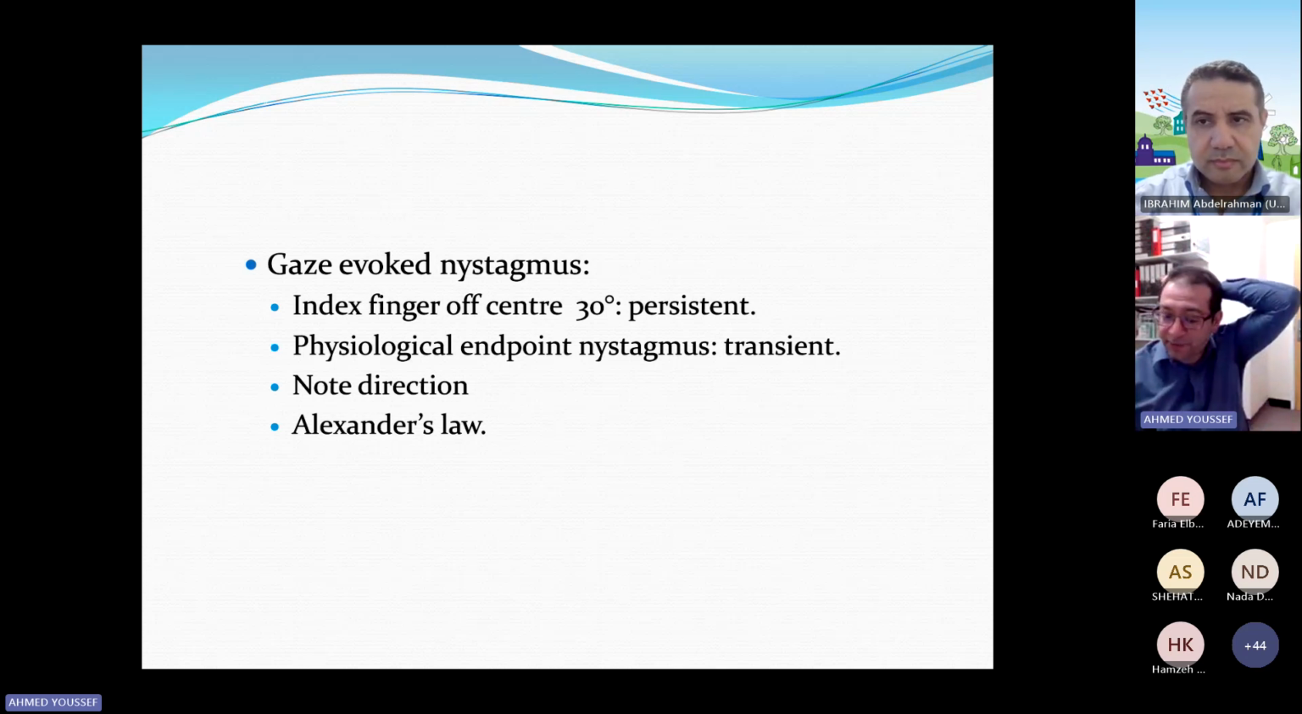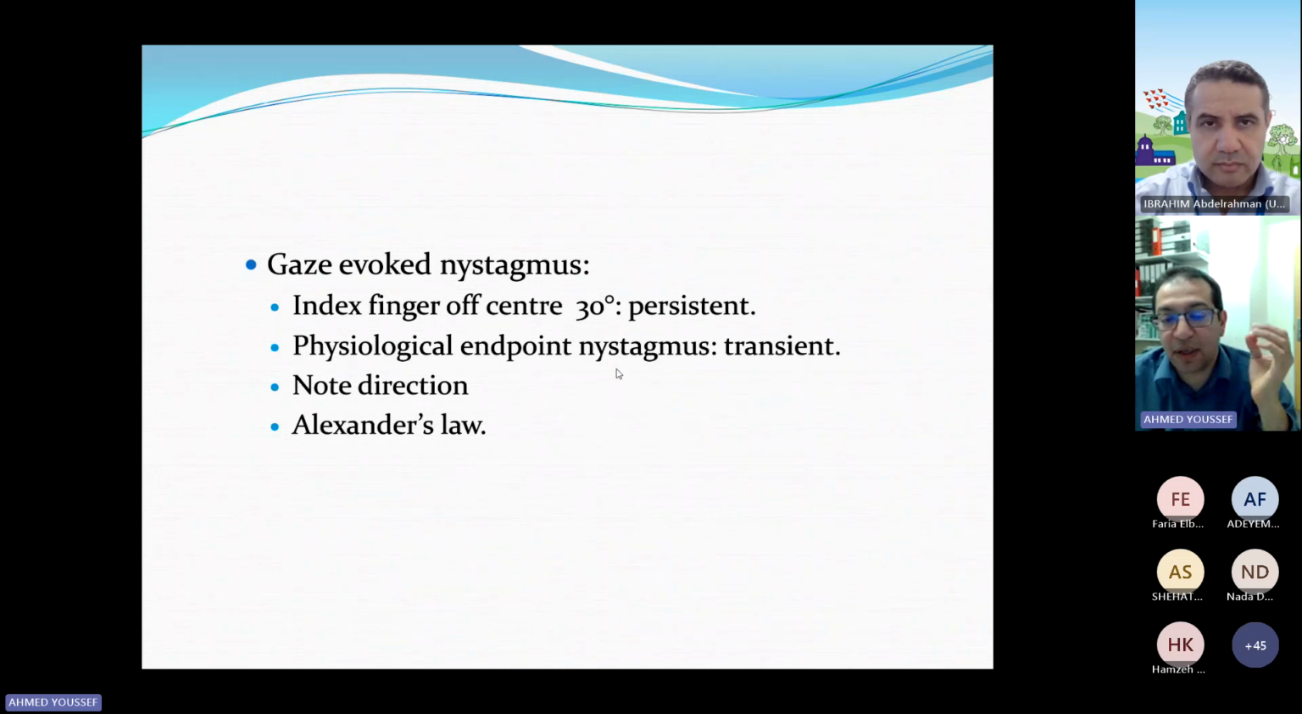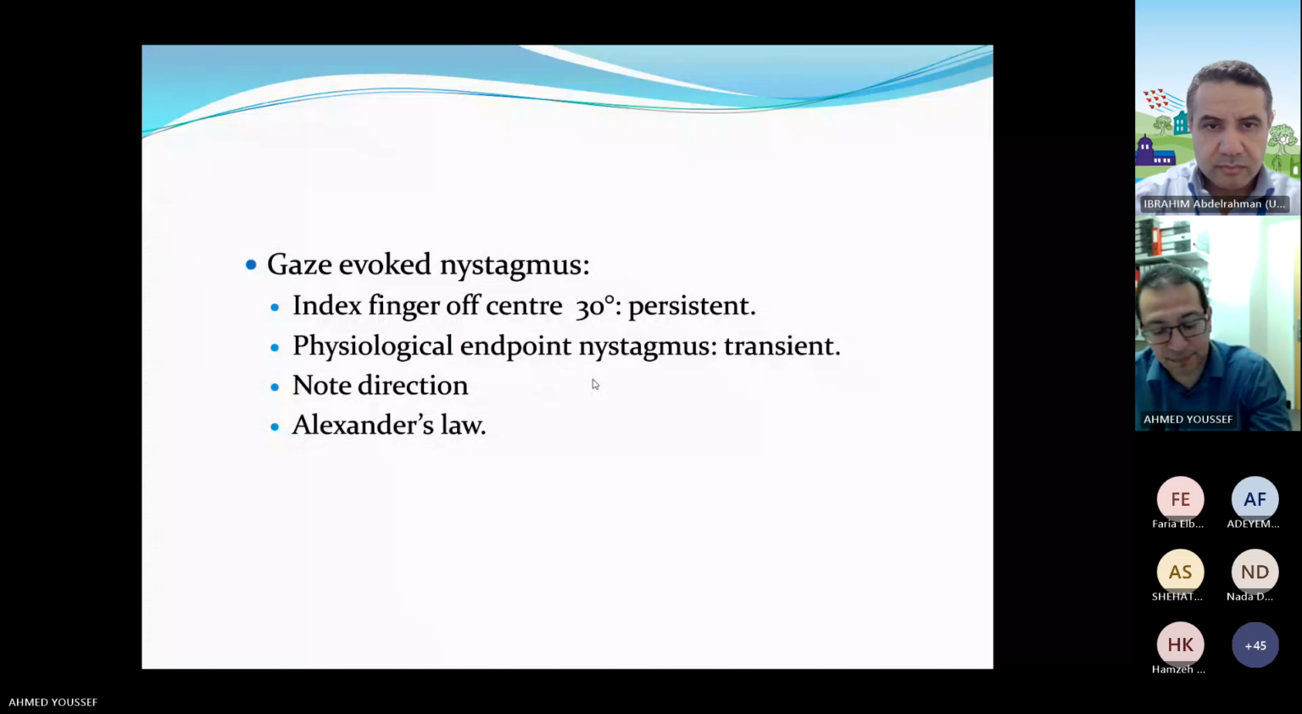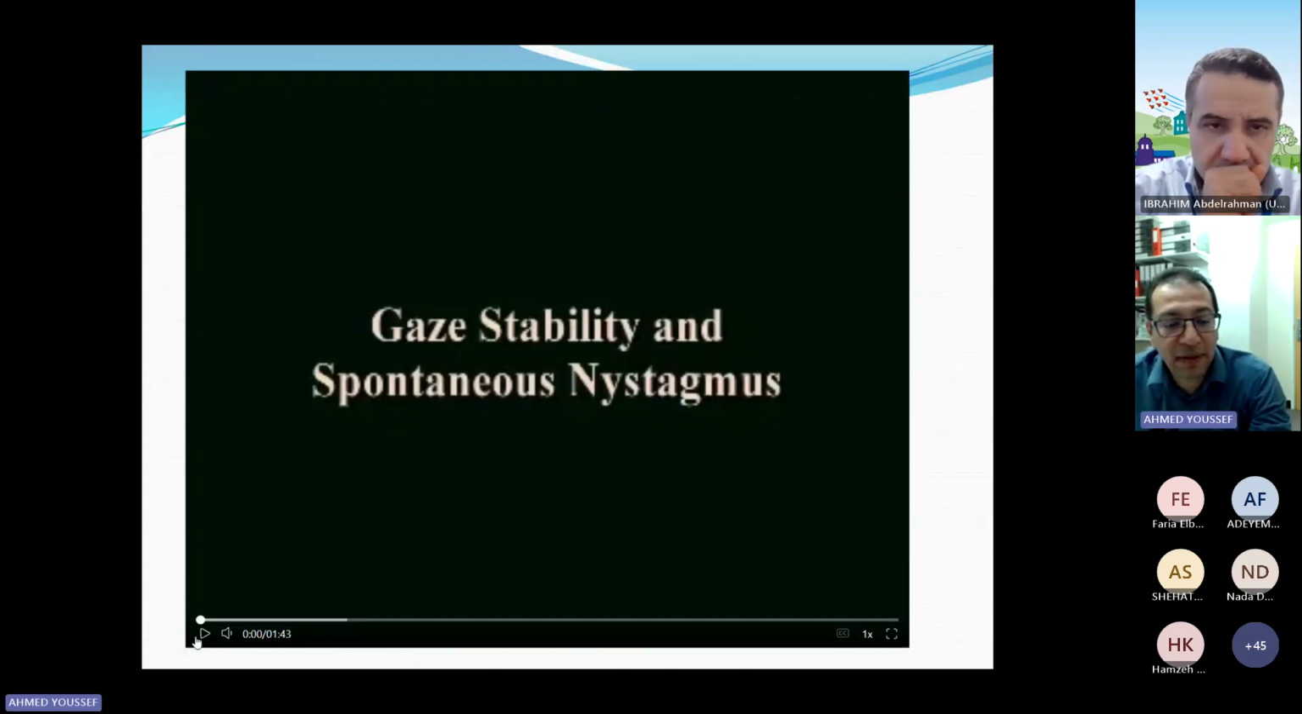Just be careful of the physiological endpoint nystagmus. So if you put the target that the patient needs to look at way across to one side, the patient would develop a temporary nystagmus because it's called physiological endpoint nystagmus. And a lot of times we see that from GP referrals saying that the patient has got nystagmus looking to the right, and when you assess them, you don't see any nystagmus, and it's just basically a physiological one. So again, that's a video about the gaze-evoked one.